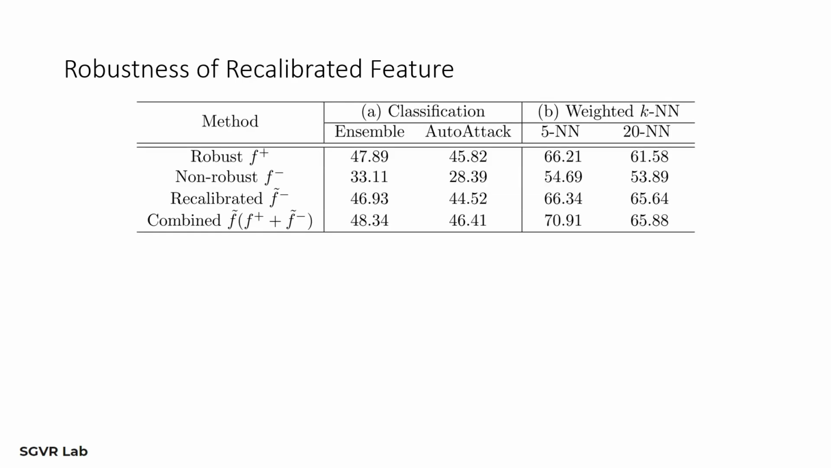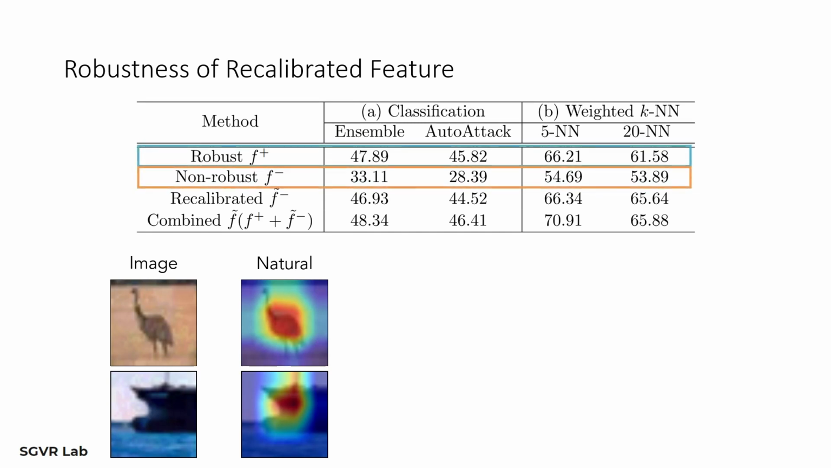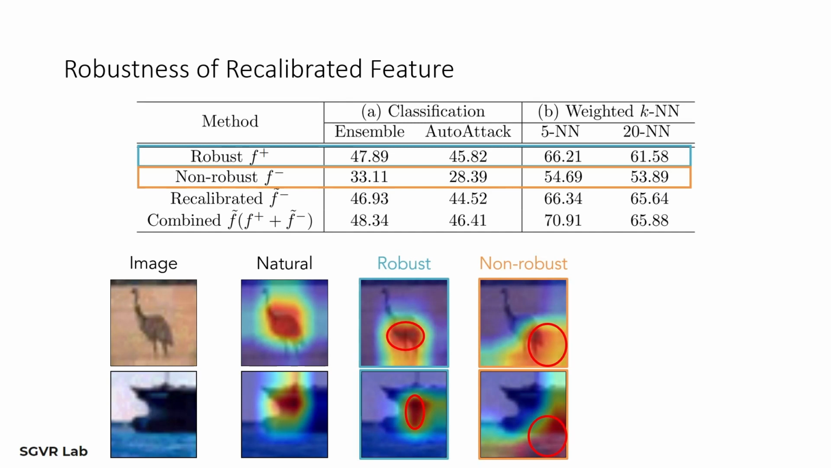Now we show the results of our ablation study on the robust, non-robust, and recalibrated features that are generated from our method. We evaluated the robustness of each of these features via classification accuracy using each feature, the weighted KNN accuracy, and attention heatmap visualization. First, we can observe that our separation step can well disentangle the robust feature and the non-robust feature. The robust feature shows much higher classification and KNN accuracy than the non-robust feature. The robust feature also highlights regions relevant to the main object, while the non-robust feature highlights irrelevant regions.